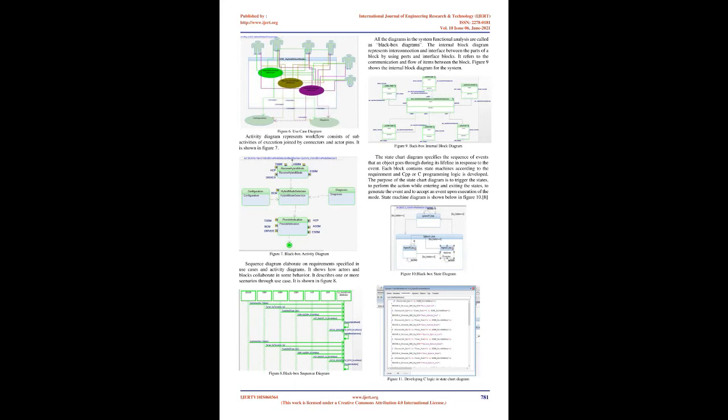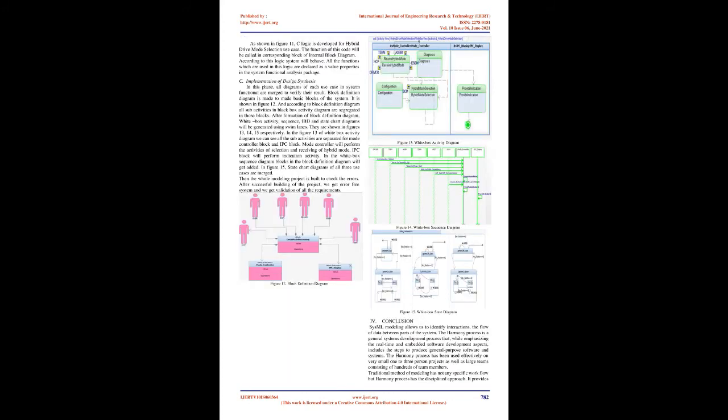After formation of block definition diagram, white box activity, sequence, IBD, and state chart diagrams will be generated using swim lanes. They are shown in Figures 13, 14, 15 respectively. In the Figure 13 of white box activity diagram we can see all the sub-activities are separated for mode controller block and IPC block. Mode controller will perform the activities of selection and receiving of hybrid mode. IPC block will perform indication activity.